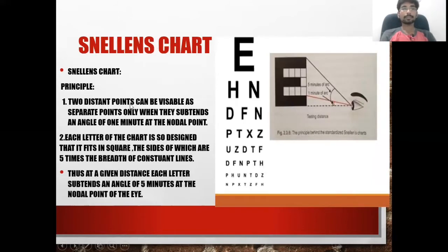Snellen's chart principle: two distant points can be visible as separate points only when they subtend an angle of 1 minute at the nodal point. Each letter of the chart is designed so that it fits in a square, the sides of which are 5 times the breadth of the constituent lines. So it is 5 times the lines, 1, 2, 3, 4, 5. Thus, at a given distance, each letter subtends an angle of 5 minutes at the nodal point of the eye.